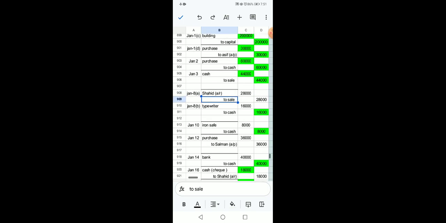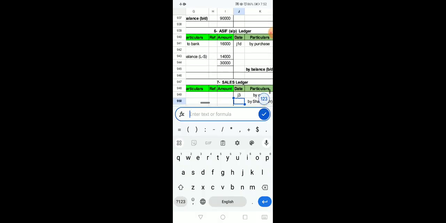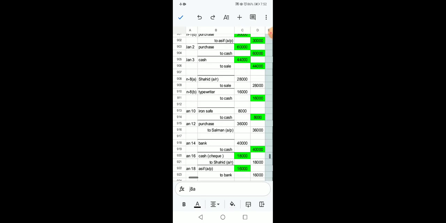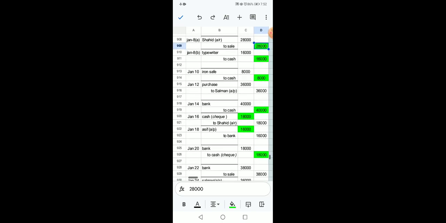Sales posting is completed, but we also need to write the date, January 8A. So put the date over here. It is January 8 and A. Date has also been mentioned. It means posting for 28,000 is completed for sales. Mark it as done. Now we have not yet completed our ledger. We will see if sale is present anywhere else as well.